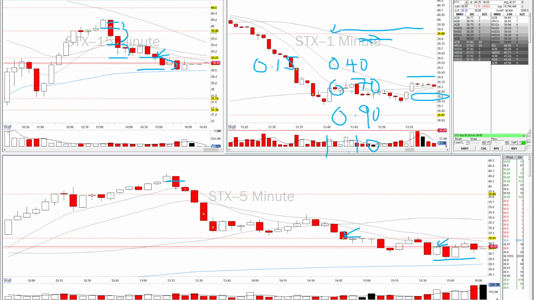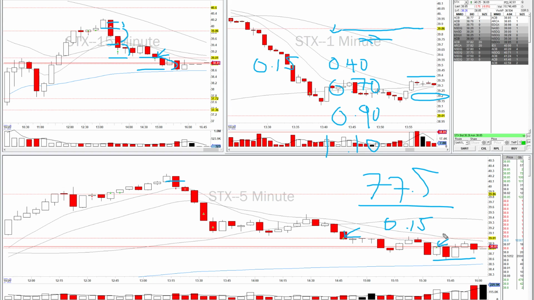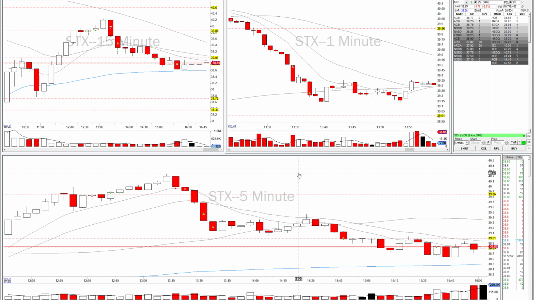So what's the math on this here? 40 plus 70 plus 90 plus 110. That's 77.5 cents a share that I took, realized over 15-cent risk. Whatever, the decimal place is wrong, but you get the point. That is a 5-to-1. I came out with a 5-to-1, which is awesome, right?